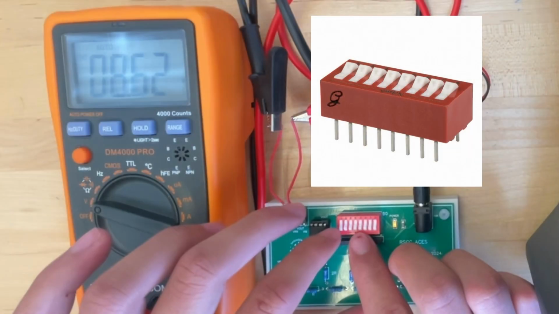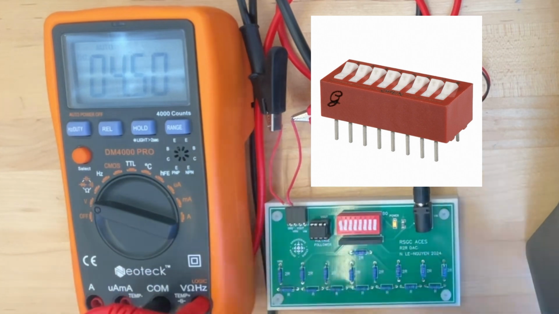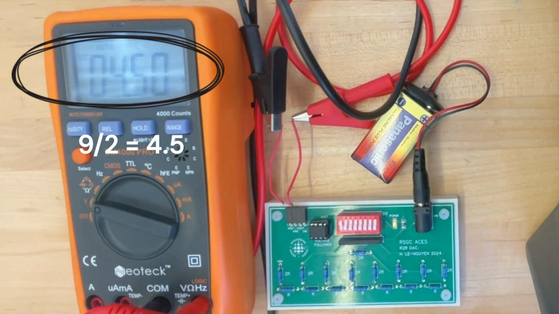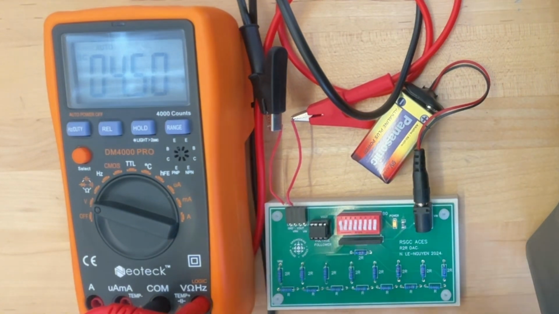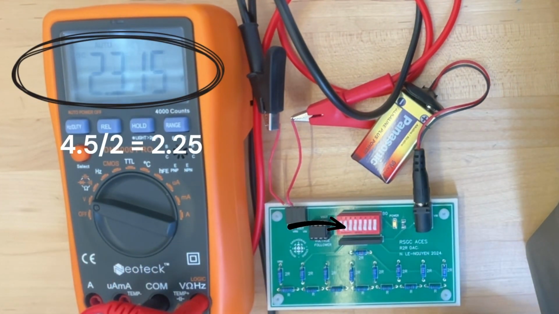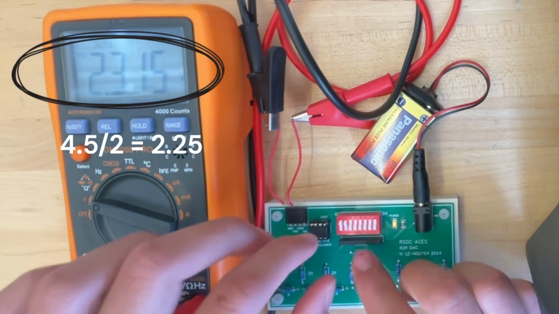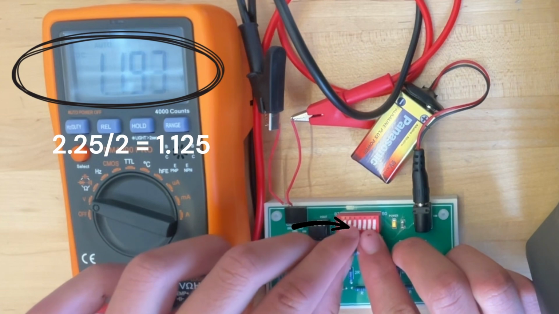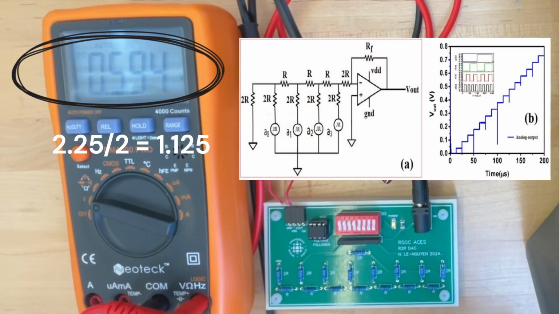The dip switch bank controls which bits are set to on or off. When the first switch, representing the most significant bit, is turned on, half of the reference voltage is output. With a 9-volt battery, this would provide around 4.5 volts. Turning on the second switch adds half of the remaining voltage. Each additional switch adds progressively smaller increments, dividing the voltage in half each time. As the switches are toggled on and off, the output voltage steps through different levels, producing a smooth analog output.